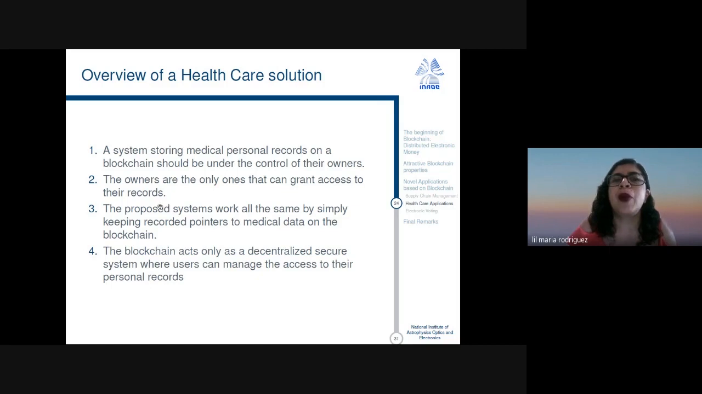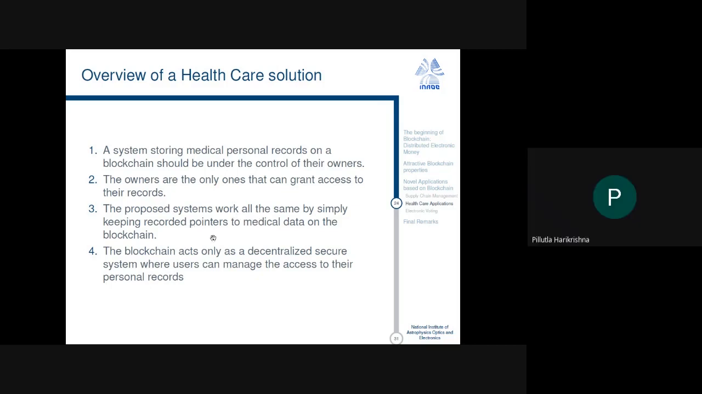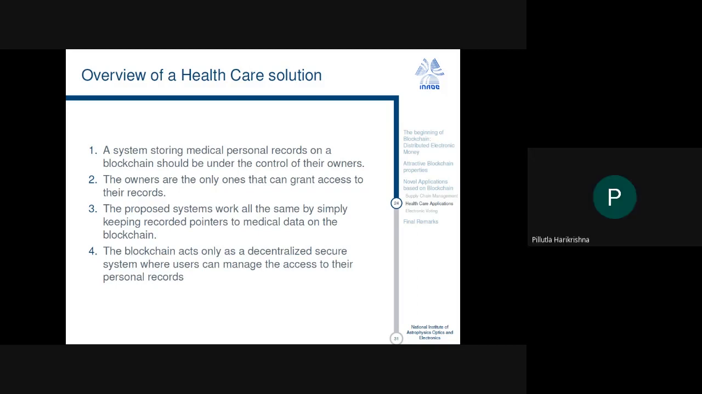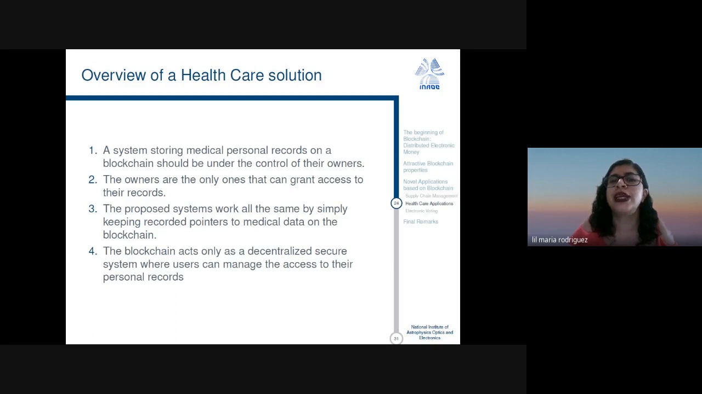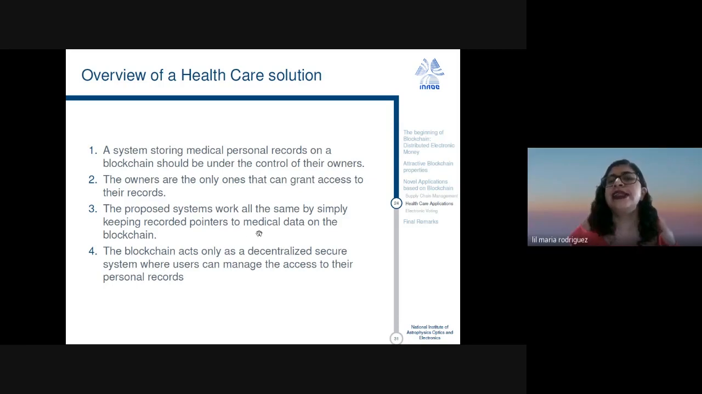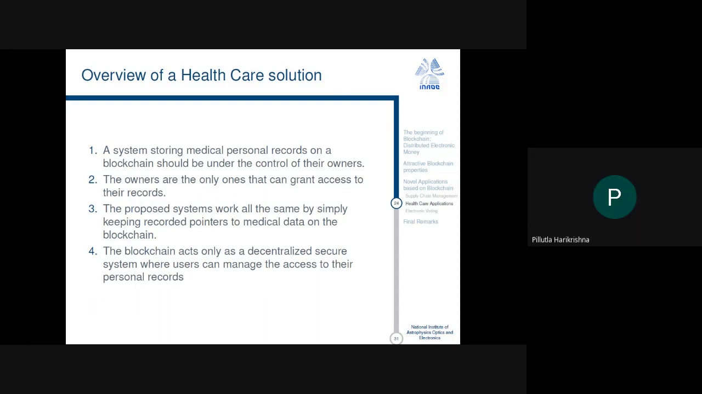And the proposed systems work all the same. They agree that what we have to store in the blockchain is only pointers to the medical data. So the idea is that this medical data should be stored in another place that is not the blockchain.